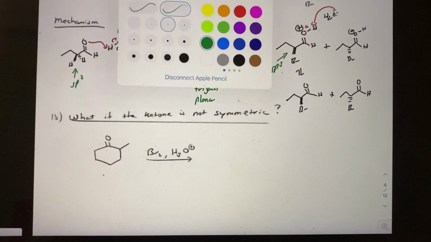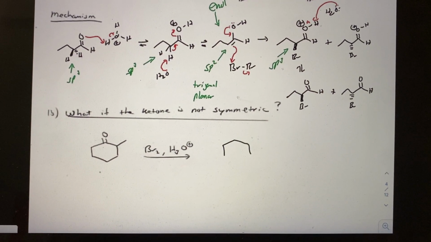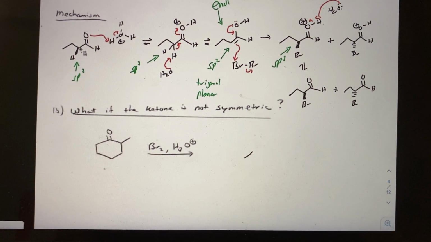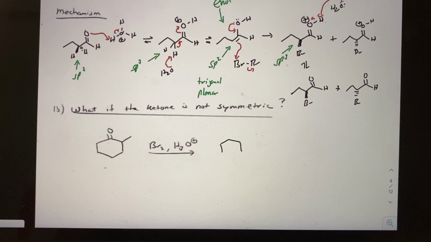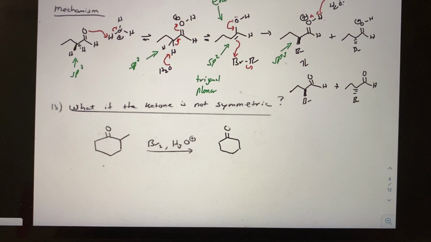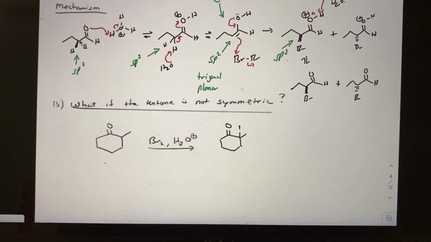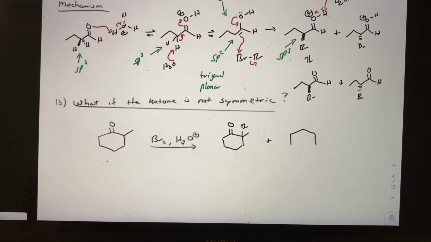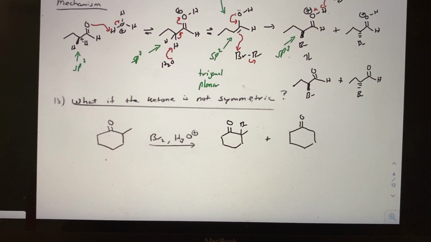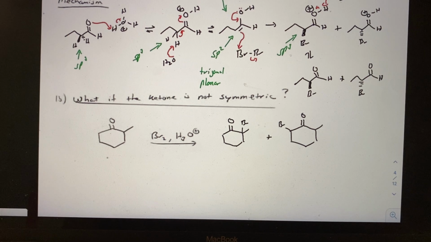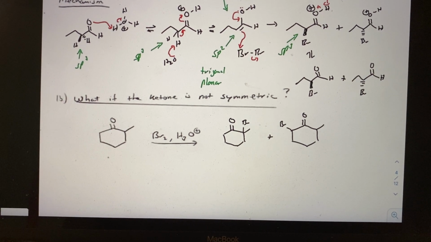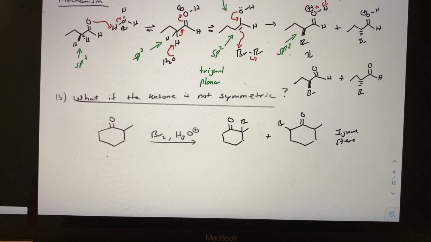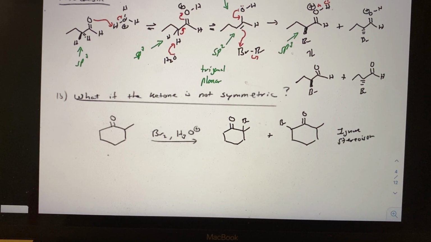So if we were to carry out this reaction, let's just write the potential products to start with. So we could imagine putting the bromine on the carbon on the right, or you could put the bromine on the carbon on the left. And I'm ignoring stereochemistry here. If you can form isomers, you will.